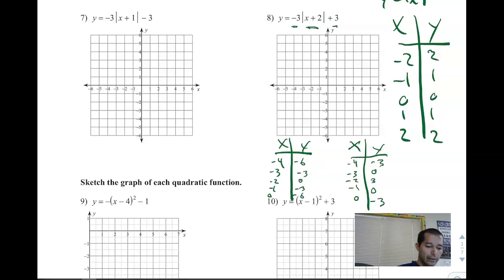Negative 4, negative 3. Okay, so that's going to be right here. Negative 3, 0. Okay. Negative 2, 3. Okay. Negative 1, 0. And then finally 0, negative 3. So that looks exactly like what I was expecting. It's literally a V that got moved left 2 and up 3. And it's flipped upside down. Okay.